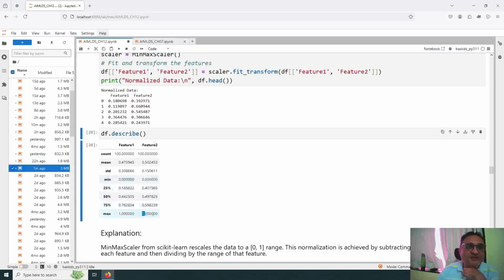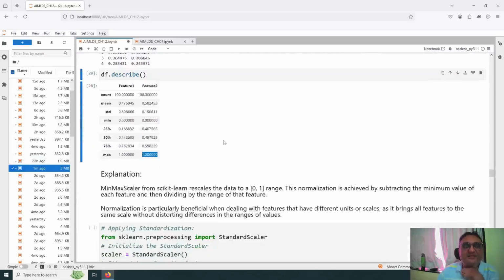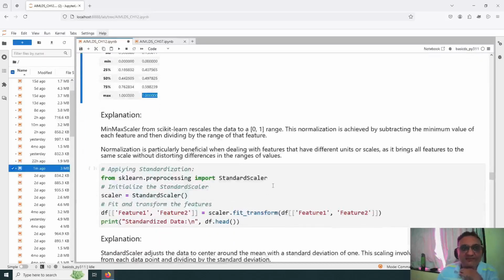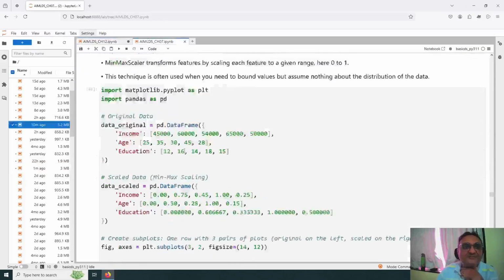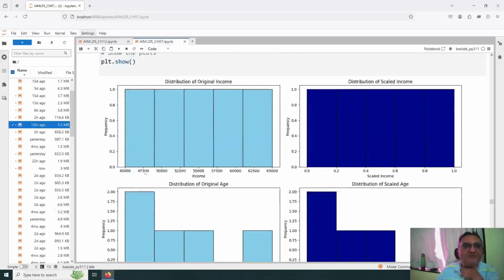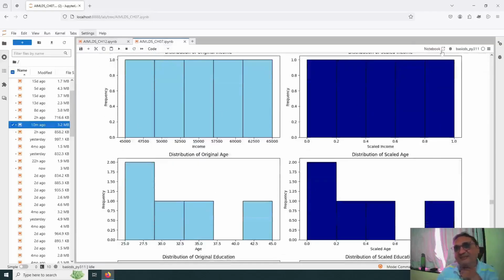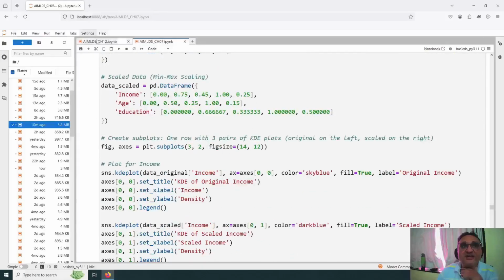So min-max scaling or normalization changes the observations in such a manner that every column has minimum value 0 and maximum value 1. It can also do -1 to 1 in certain cases, but here we have done 0 to 1. But it does not change the data distribution. As I said here, the plot remains the same. This was before min-max scaling. This is after min-max scaling, but absolutely no difference. That is the beauty of this technique.